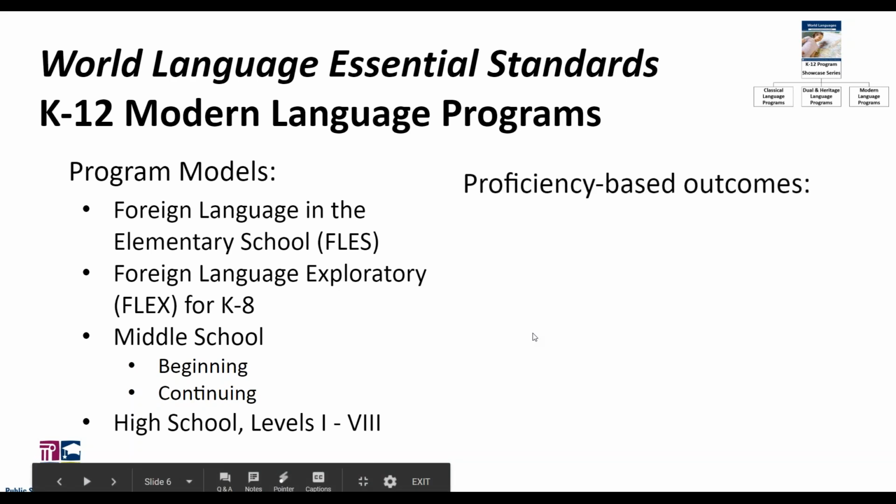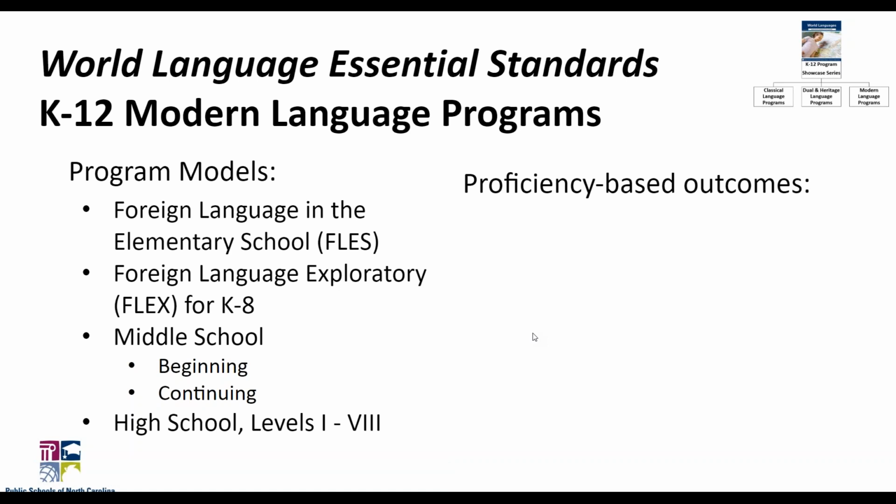As part of our standards, we have proficiency-based outcomes for each language program and each type of language. These outcomes are designed to be challenging yet reasonable. They're based on the latest research we had when we wrote the standards, as well as feedback from teachers across North Carolina about what their students could learn at different grade levels and at different times and through different programs.